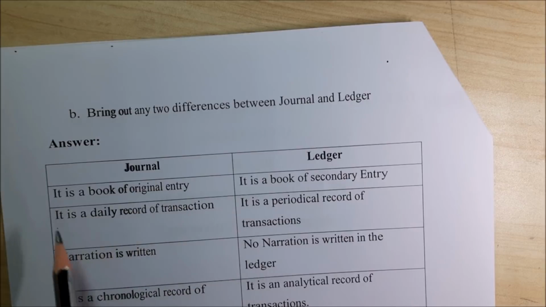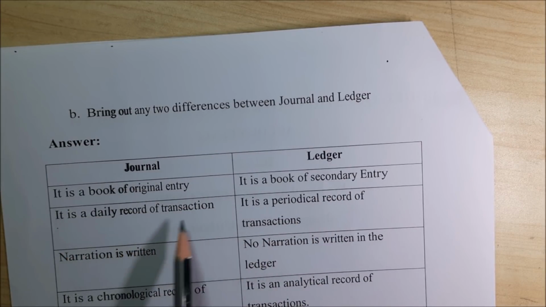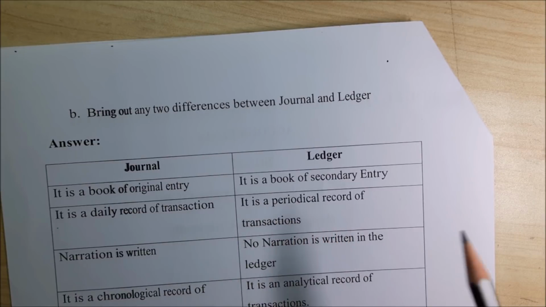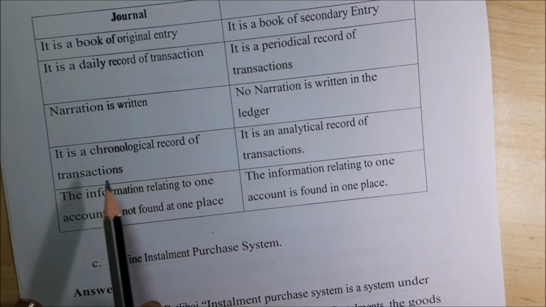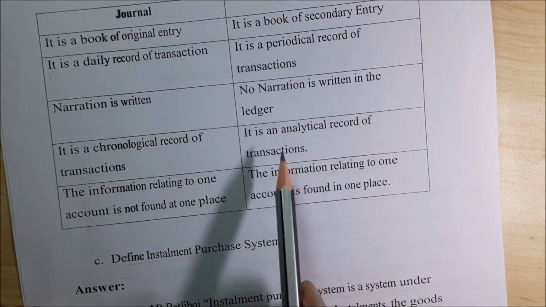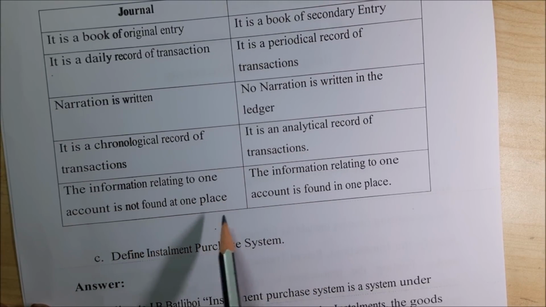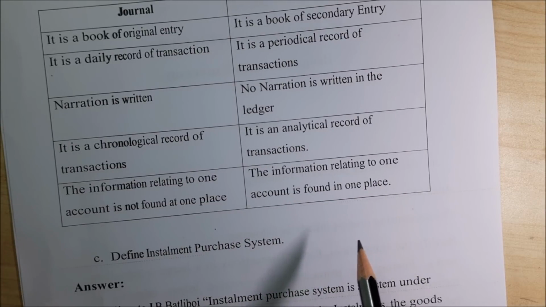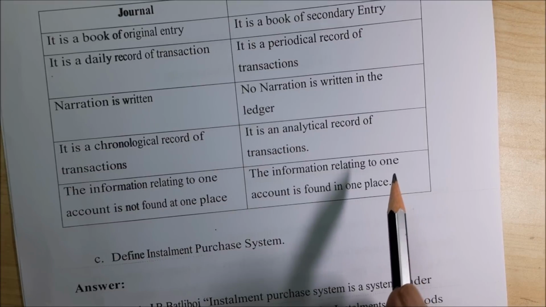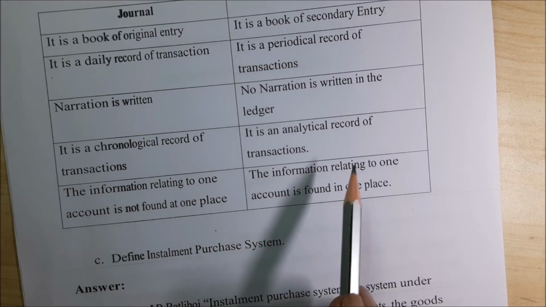The journal is a book of original entry. The ledger is a book of secondary entry. A journal is a daily record of transactions. A ledger is a periodical record. In a journal, narration is written. In a ledger, no narration is written. A journal is a chronological record of transactions. A ledger is an analytical record of transactions. In a journal, the information relating to one account is not found at one place. In a ledger, the information related to one account is found in one place. Why? Because a journal means a day book or rough book, which contains all the transactions, whereas a ledger contains them account by account. So that is the difference between journal and ledger.